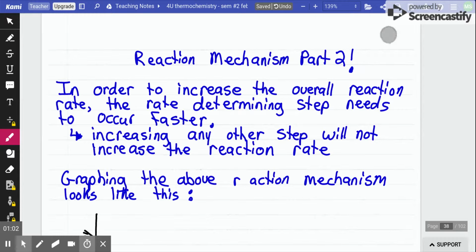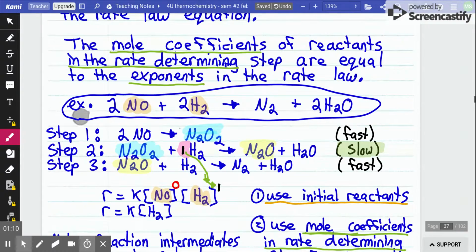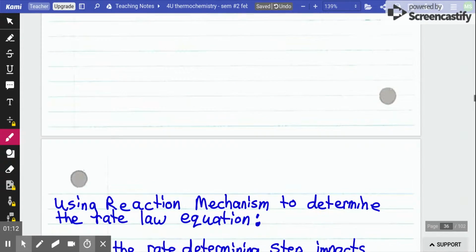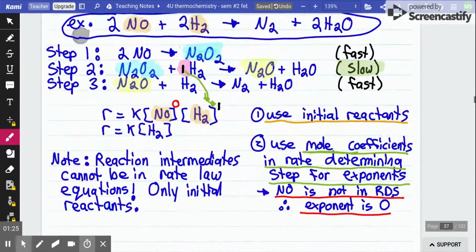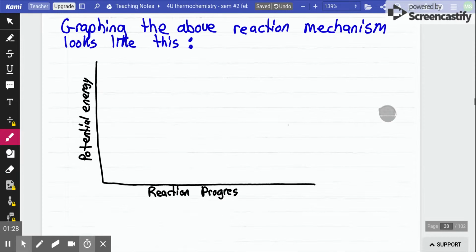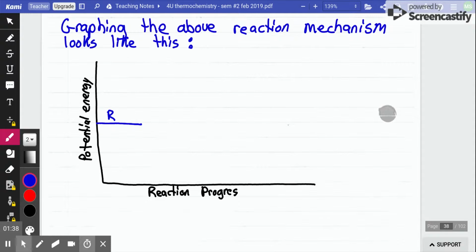So we're going to take a look at a reaction mechanism, not the one that we talked about in our first lesson, but the one before that, the one with the letters. So this one right here. If we remind ourselves, it was our first elementary step that was our rate determining step. So we're going to graph a potential energy diagram for this reaction. And to do that, we're just going to start with our reactants, probably about right here.